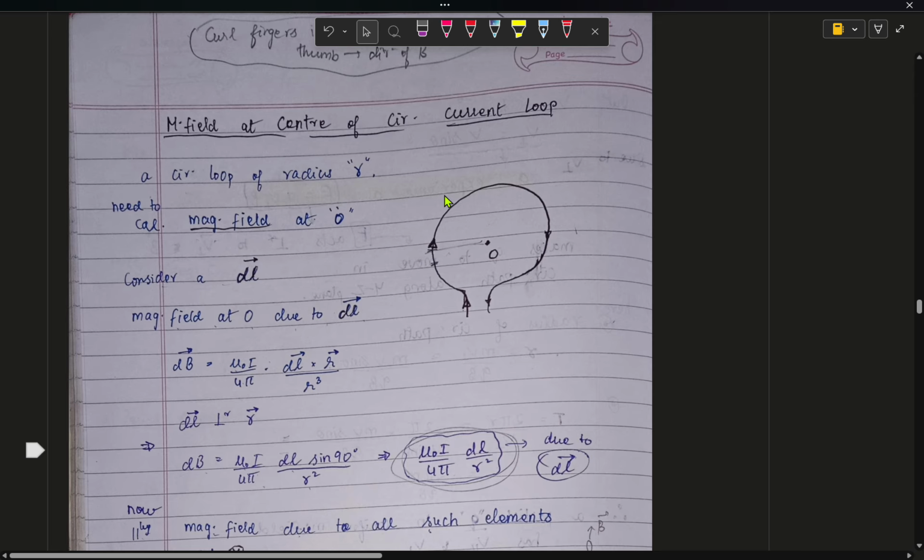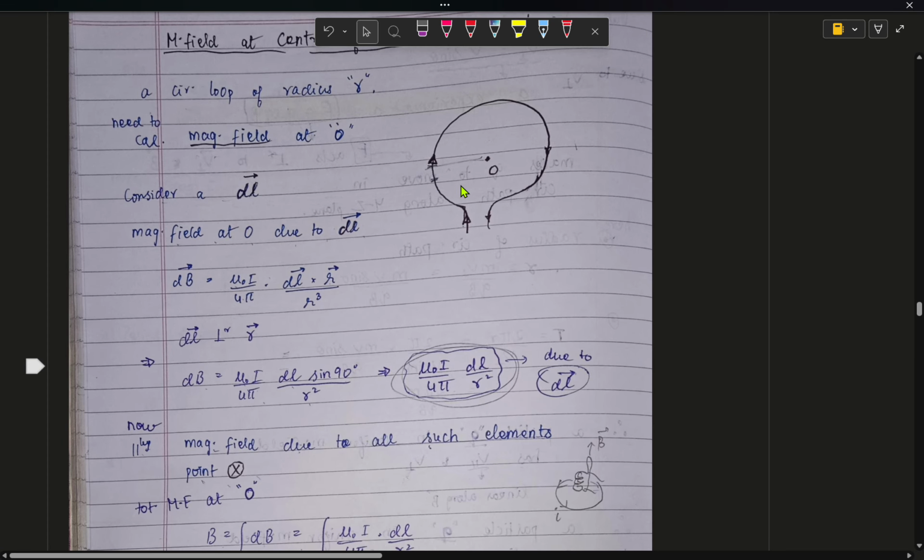You take any circular loop of radius r. We need to calculate the magnetic field at the center of the loop. So we are considering a small dl element over here. The magnetic field at the point O due to this dl element, by Biot-Savart law, is mu naught I divided by 4 pi into dl cross r divided by r cube. This is a position vector. We are multiplying one position vector divided by unit distance, that's why r cube came, nothing else. Or you can just ignore it and keep it as r by r square itself.